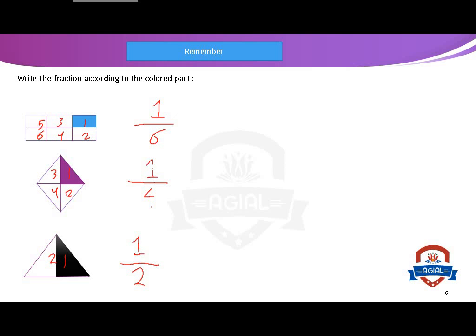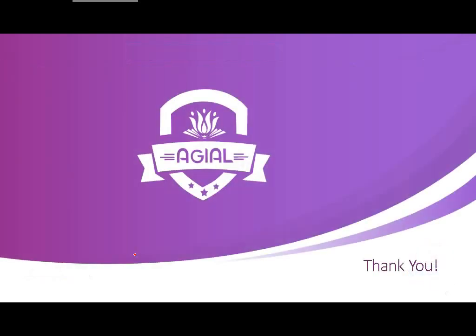Is this easy, how to write any fraction? We write a dash of fraction and write the number of colored parts in the numerator and the total number in the denominator. Is this easy? Okay, I hope you understand this lesson, how to represent any fraction on the number line, how to use it to compare between fractions, and thank you for listening.